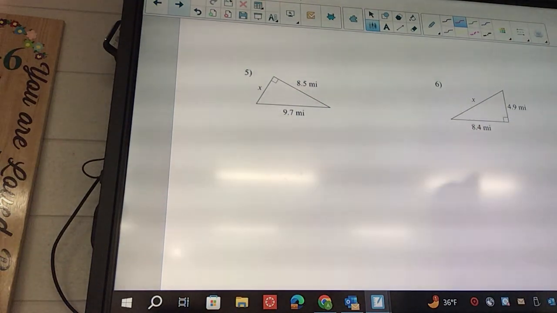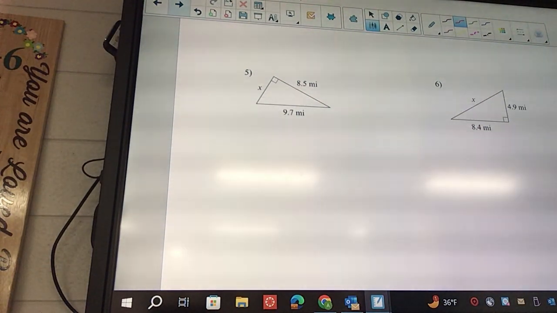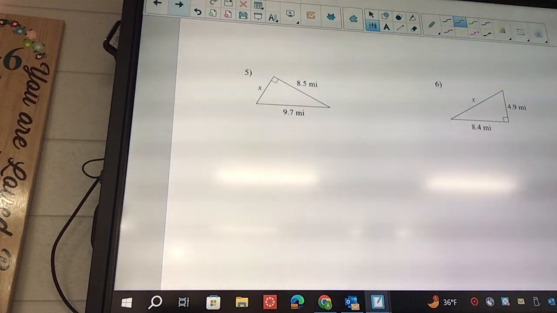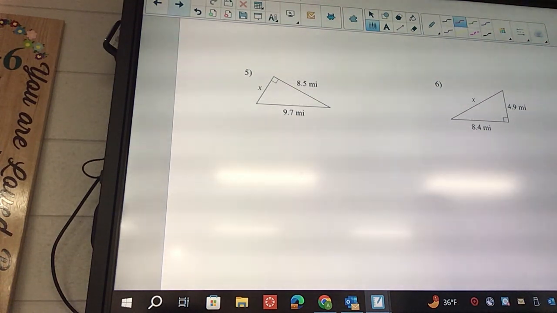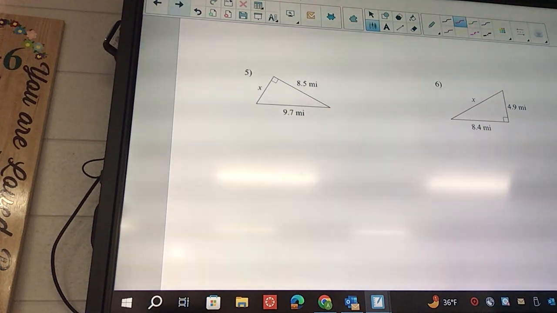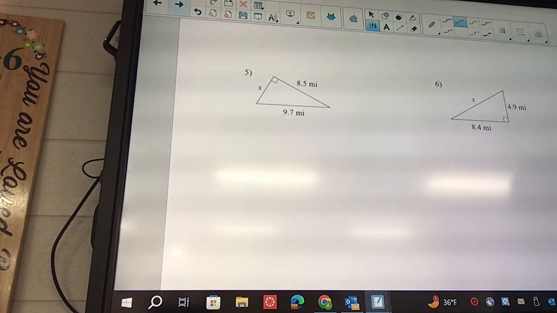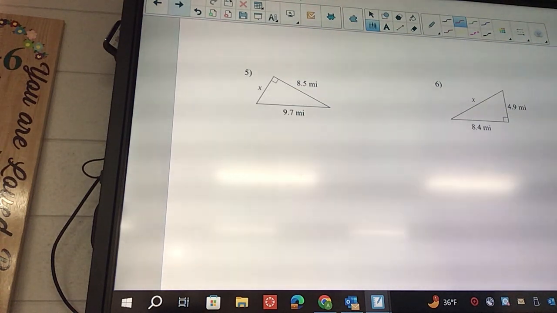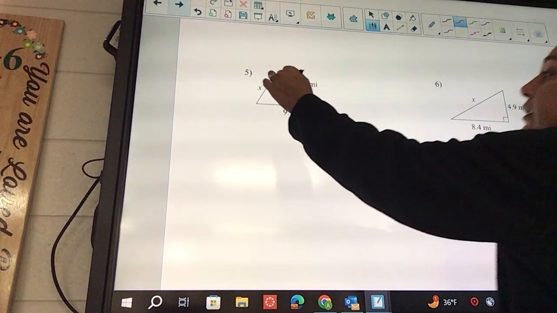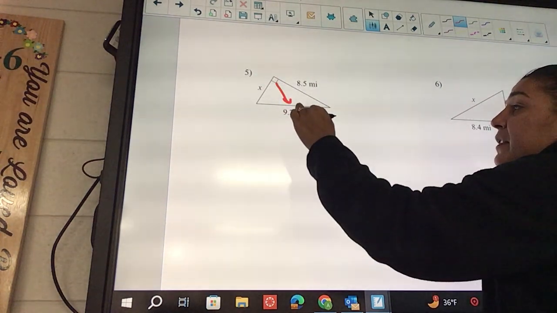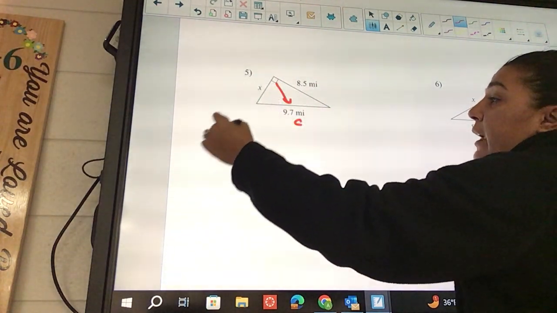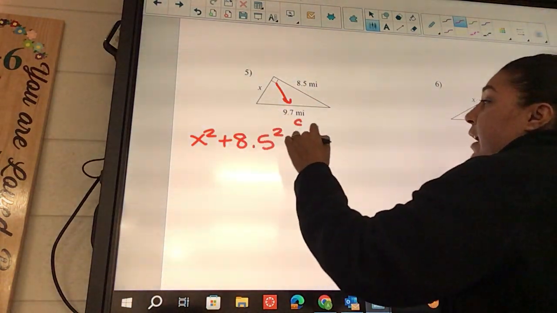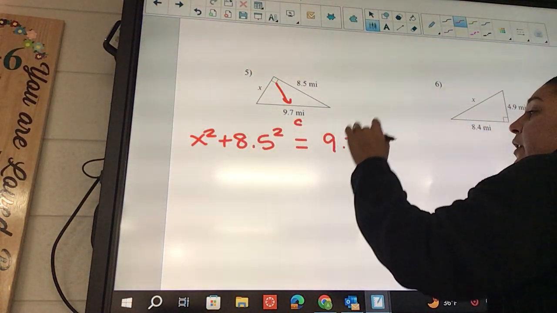Okay, look at number 5. What's my C? C is going to be what? No. What's my C? 9.7. It's got to be the one across from the right angle. So this is the right angle, so then it's going to be this one. That's my C. So for the A and B, I'm going to get x squared plus 8.5 squared equals 9.7 squared.